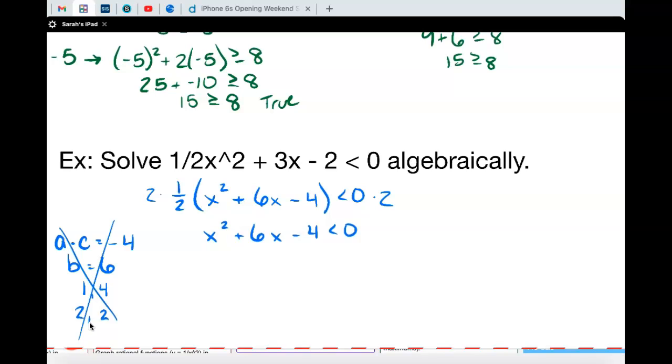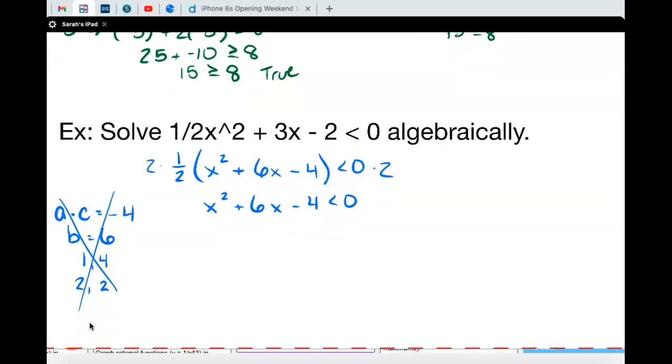Right here. So that would be 6 over 2, which is 3, and 3 squared is 9.